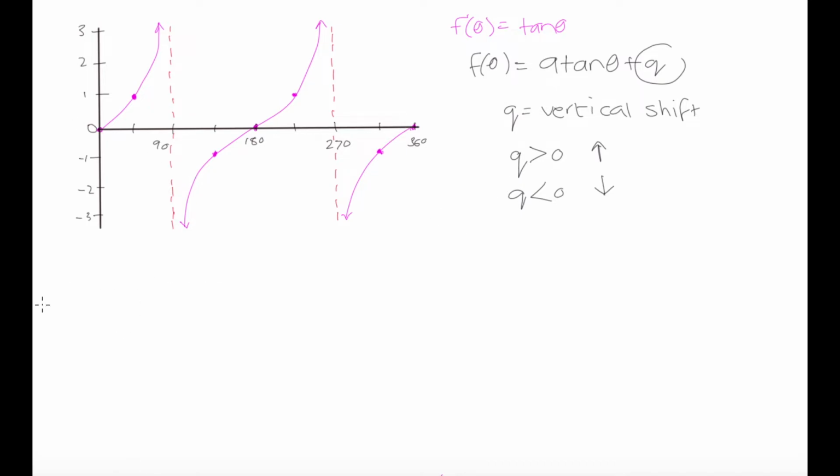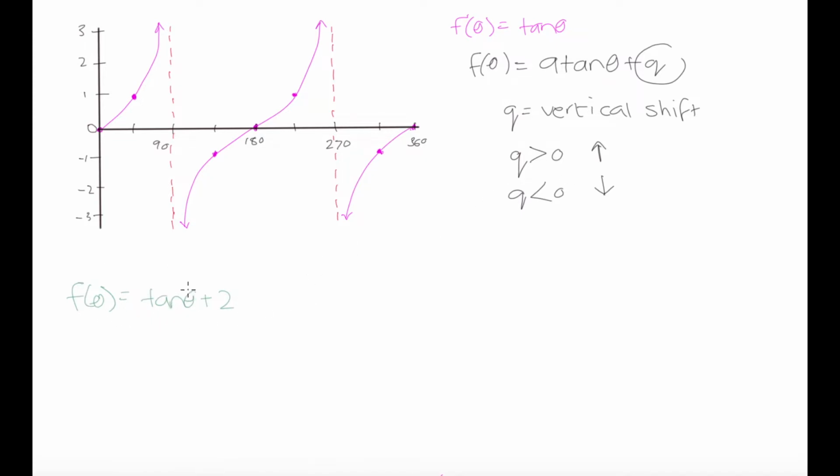Let's look at an example here, where our function f of theta is equal to tan theta plus 2. So here we have a q value of 2. We can tell because this is greater than 0 that our graph is going to be shifted upwards. But let's actually conceptually see how this vertical shift is going to make sense.